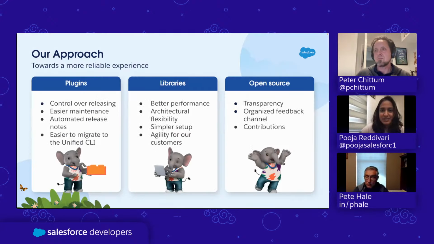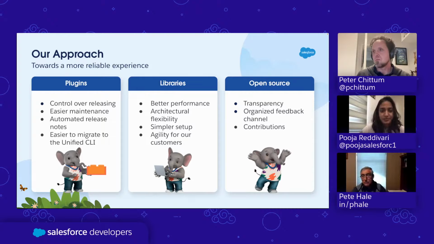With that said, if we go to the next slide, that really talks about how we are taking an approach towards building a much more reliable experience for you. And these are some of the things that we have done from an architectural standpoint. The first, as we just talked about, is around plugins and embarking on the plugin architecture. It gives better control over releasing, it's easier to maintain, and it also helps automate release notes for all of you.